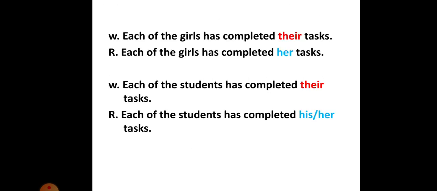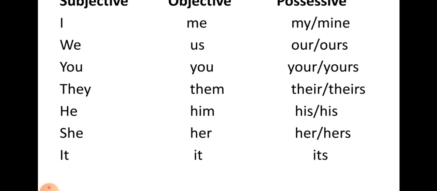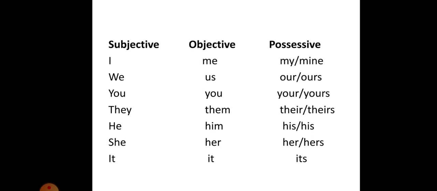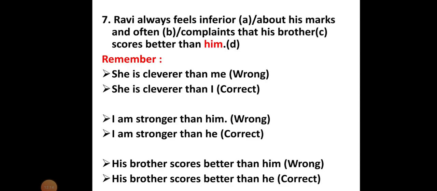You remember objective case pronouns, right? Look at this table. Here you have got objective pronouns: me, us, you, them, him, her and it. These are all known as objective case pronouns. So here the correct answer is let him come. Question number 7. Ravi always feels inferior about his marks and often complains that his brother scores better than him.